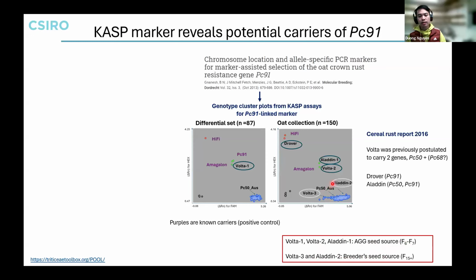Based on the genetic result from the CAPS assay here, we identified Drover as carrying the resistant allele of PC91, which is homozygous. We have Aladine number 1 and Volta number 2 heterozygous for one copy of the resistant allele. In contrast, we have Aladine number 2 and Volta number 3, which are homozygous for the susceptible allele. So it seems that Aladine and Volta were still segregating at the early generation.